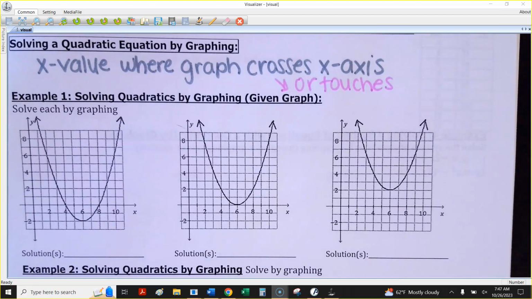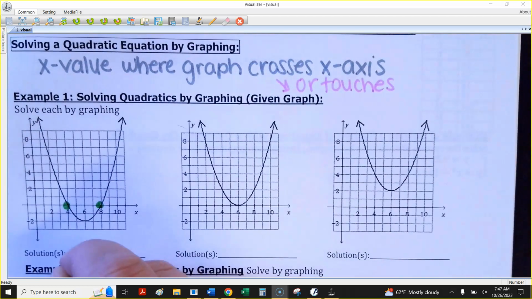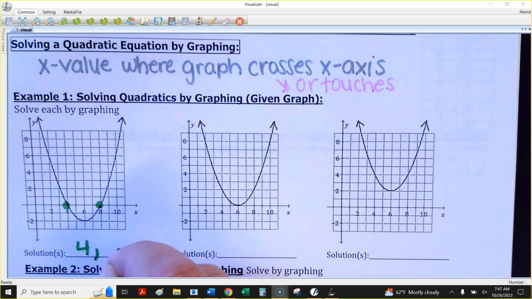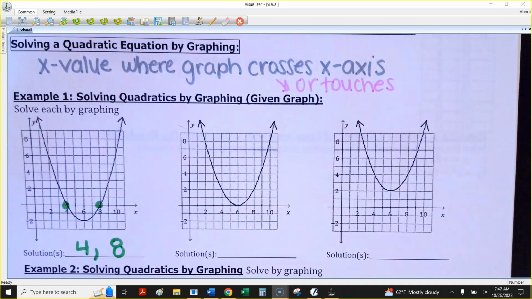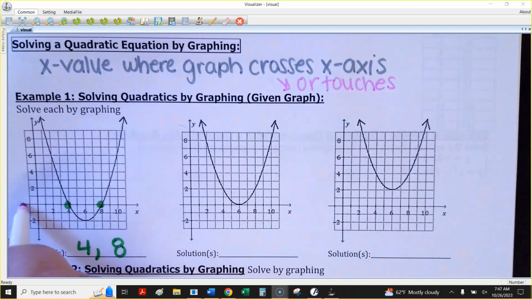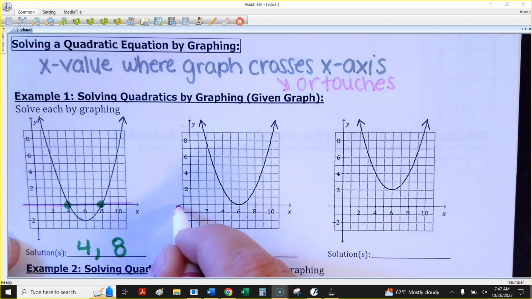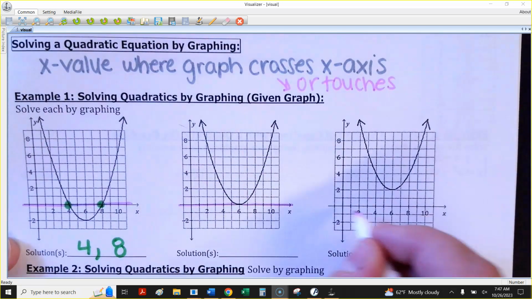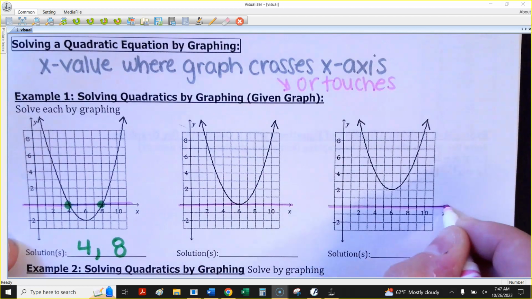Eli, what do you think? Just right here, 4, 8, and you don't have to write them as a point, like (4, 0), (8, 0). You don't need to write them as a point, but basically we're solving by graphing. All you're going to look for is just where does this cross or touch the x-axis. If it helps you in any way, maybe highlight the x-axis and see if that helps you see it better.